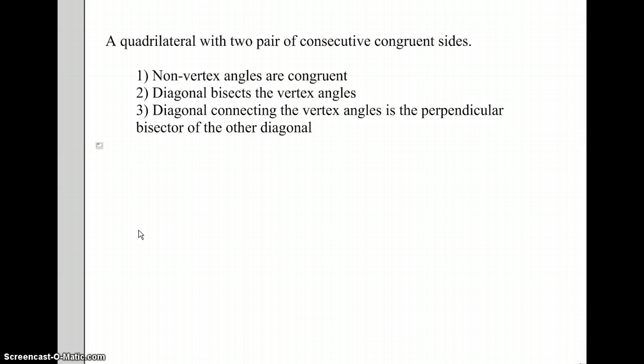Now we've already defined a kite and talked about the properties of a kite earlier in Chapter 5. So we know a quadrilateral with two pair of consecutive congruent sides is the definition of a kite. The non-vertex angles of a kite are congruent. The diagonals bisect the vertex angles, and that same diagonal that connects the vertex angles is the perpendicular bisector of the other diagonal. So that's old news.